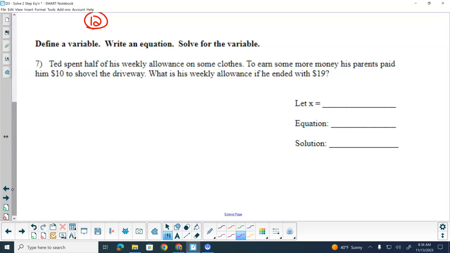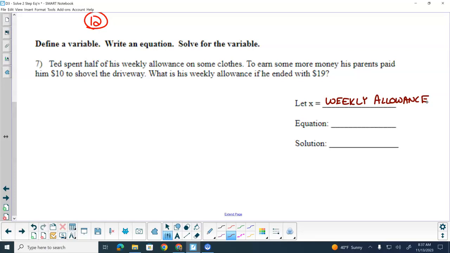Okay? What are we trying to find? How much he makes for every, or no, how much he makes for every. So we're trying to find his what? Weekly allowance. We can say it in 2 words. Yep. Okay? So X is going to be what we're trying to find, which is Ted's weekly allowance.